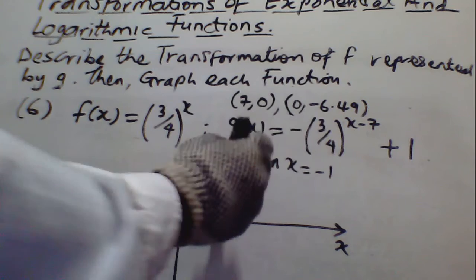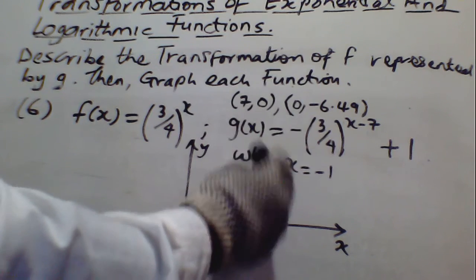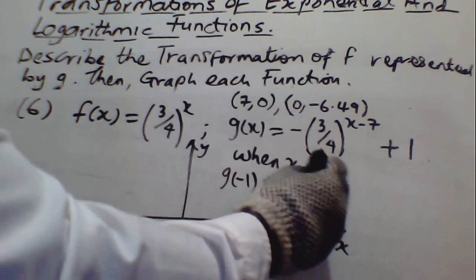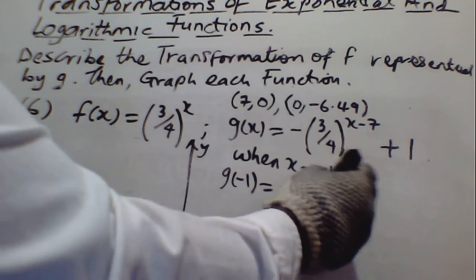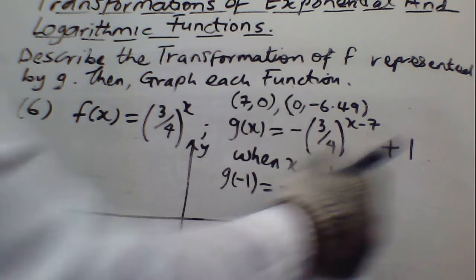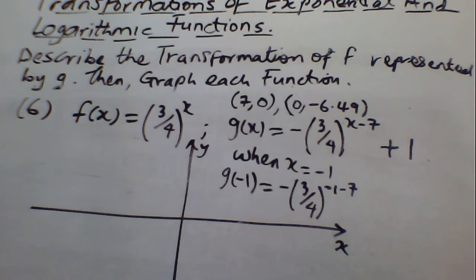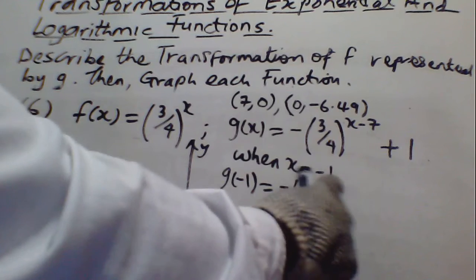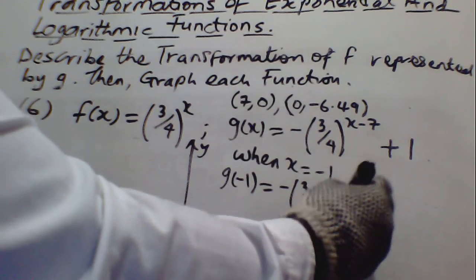If x is equal to minus 1, we have g of minus 1. This will give us minus in bracket 3 over 4, minus 1 minus 7. Minus 1 minus 7 will give us minus 8, so you can write it immediately: minus 8 plus 1.